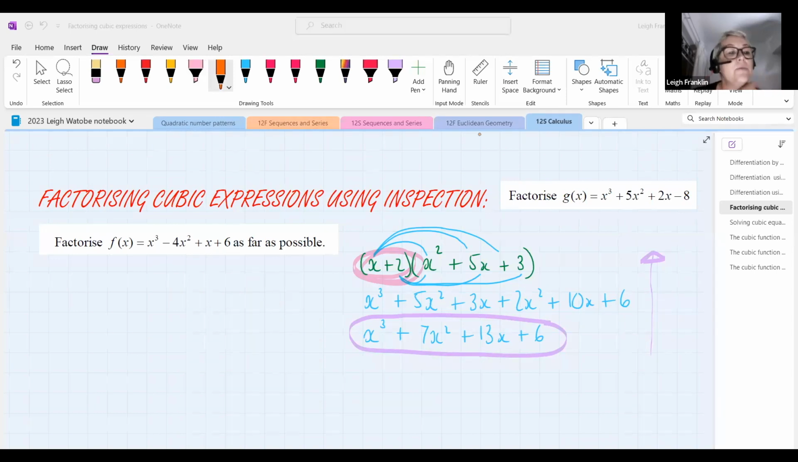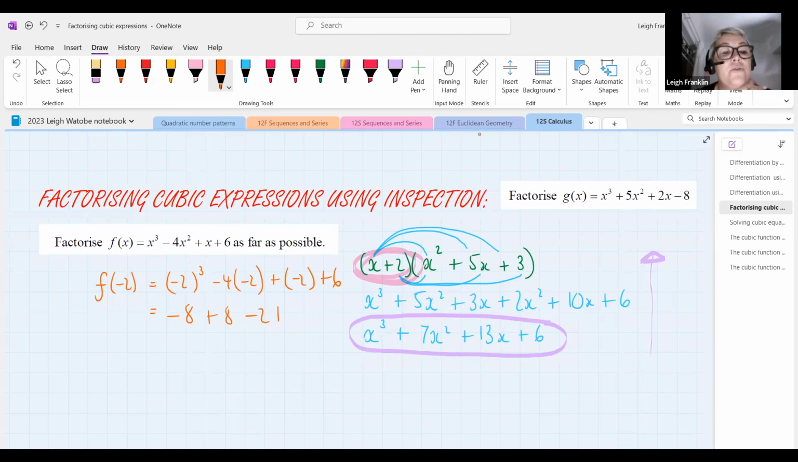Okay, let's just double check. If we sub in -2, that gives us -8, that gives us +8, this gives us -2, this gives us +6. I'm not getting 0 as an answer here; we're getting 4 as an answer.